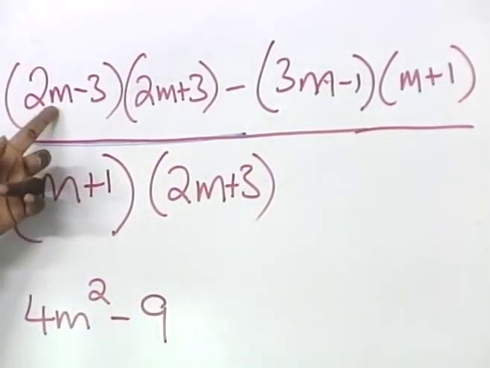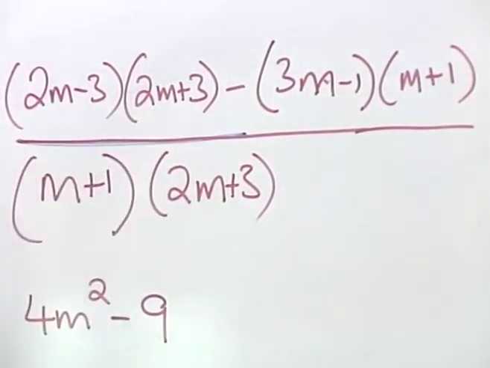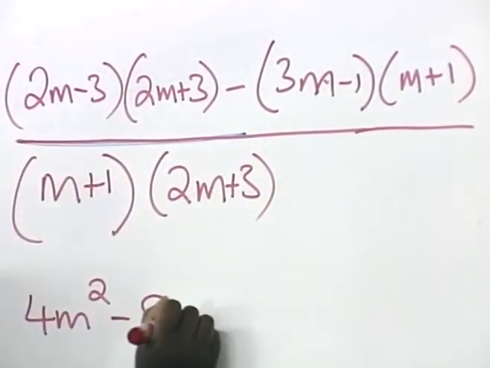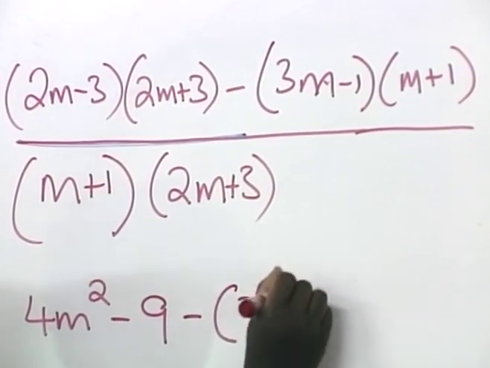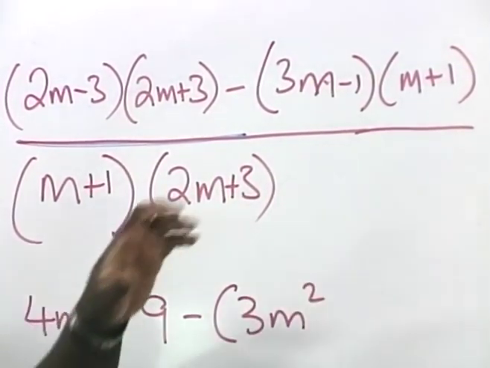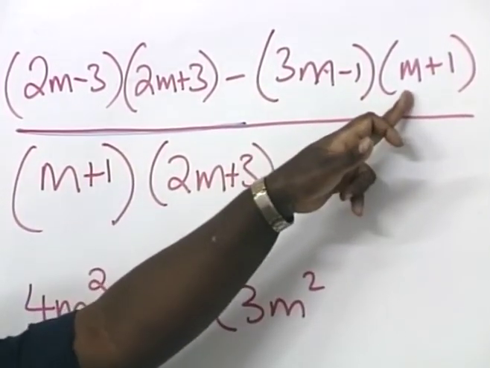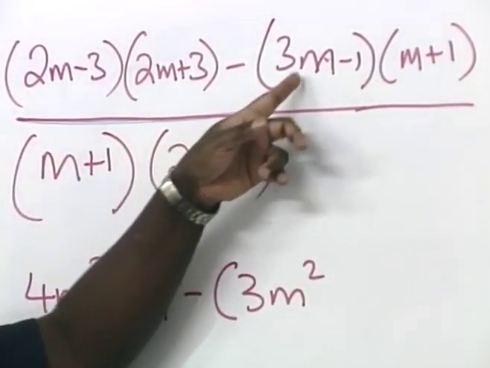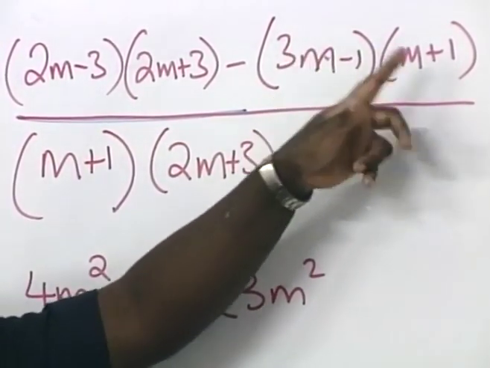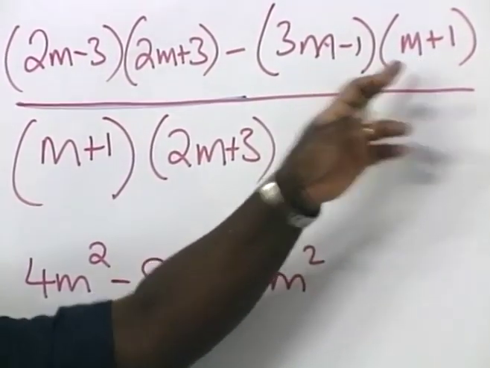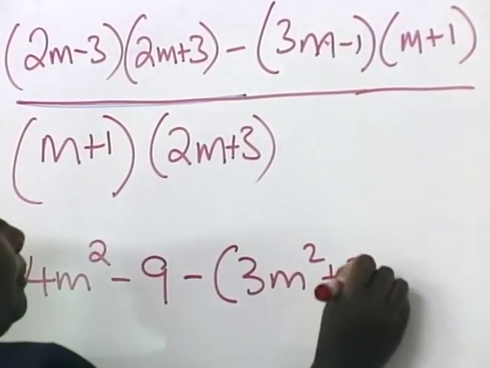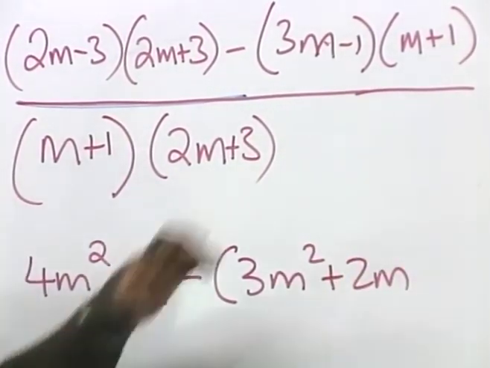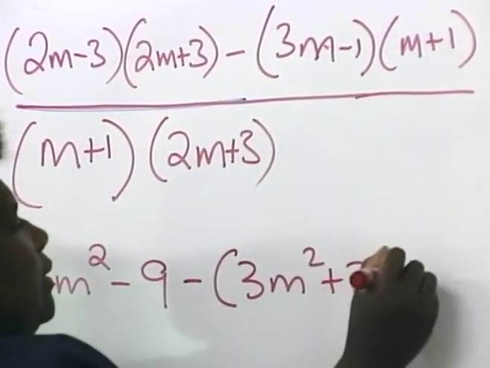Okay. That's a difference of two squares as well, if you notice. Because we are subtracting, we have to keep the brackets. So we get 3m squared. I'm now multiplying 3m by m. To get the middle term, I'll get 3m times 1 minus 1m, so 3m minus 1m is 2m. And then minus 1 times positive 1 is negative 1.